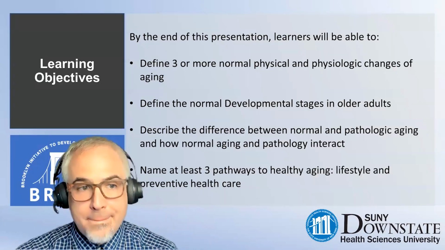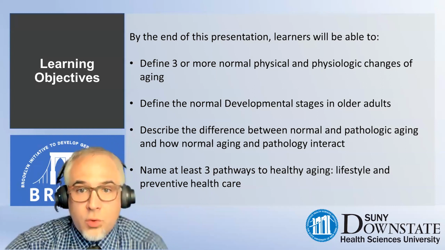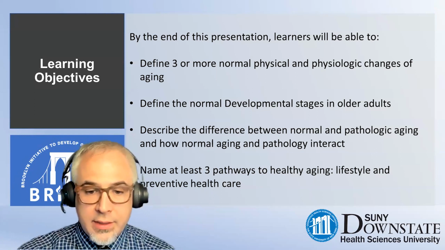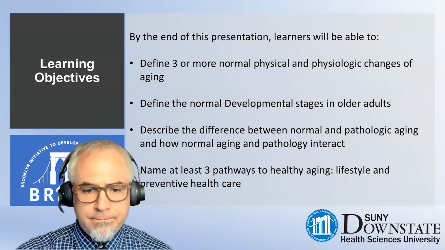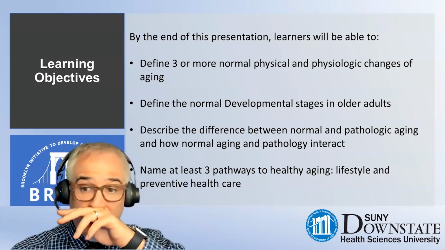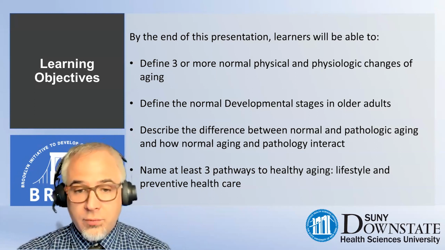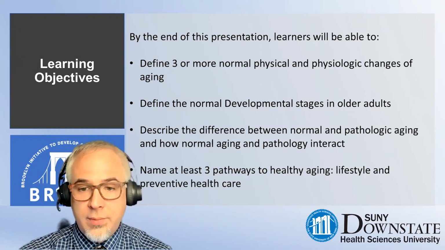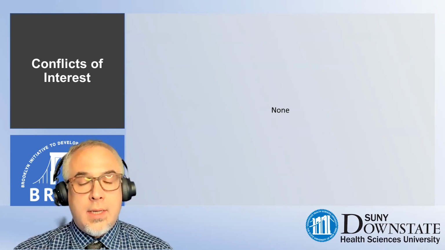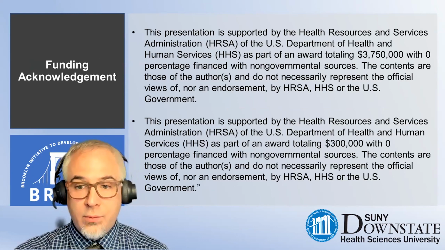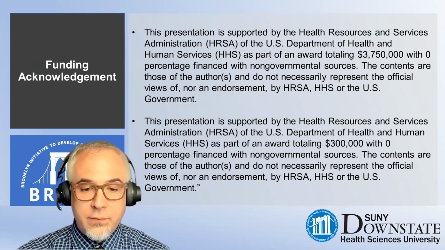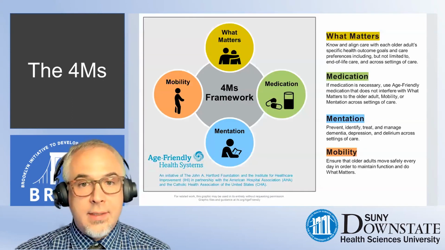All right. So we're going to be going over the normal physical and physiologic changes of aging, talking a bit about normal development, describing the differences between normal and pathologic aging and how they interact, and talking about at least 3 pathways to healthy aging, although I'm sure there's more. No conflicts of interest. We are funded by HRSA and are very grateful for that funding, along with our funding from the New York State Department of Health.